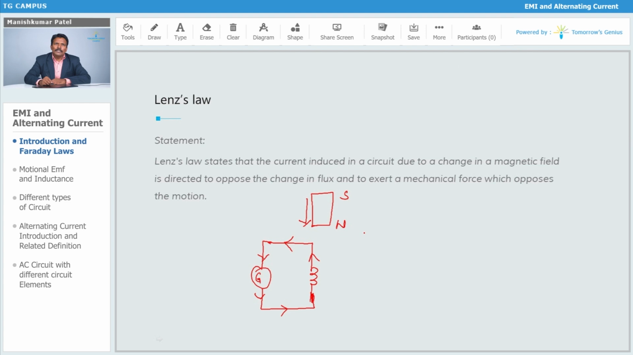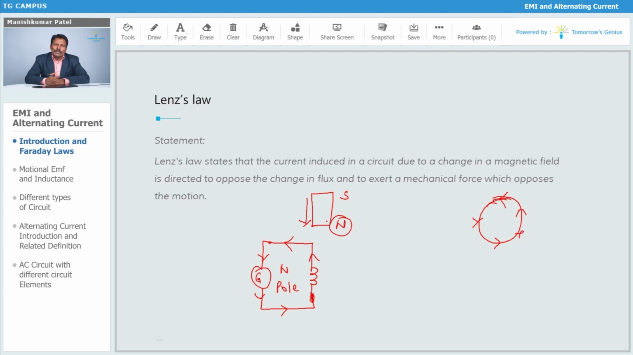This is a coil through which the current is flowing in the anti-clockwise direction, which is similar to a north pole. Whenever current flows through the coil in the anti-clockwise direction, it acts as a north pole over here. Since the approaching magnet is also north, there is repulsion, so the induced EMF opposes that cause.